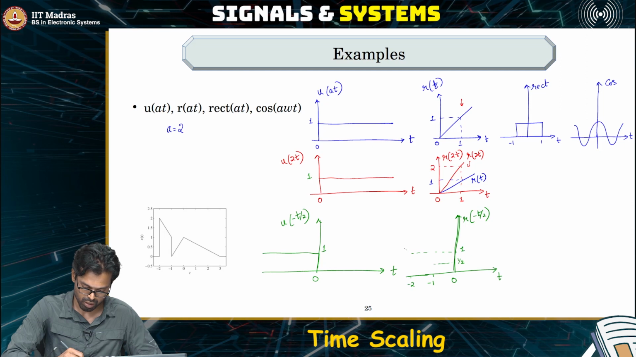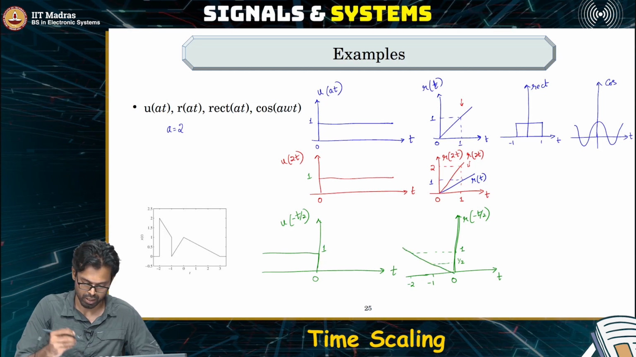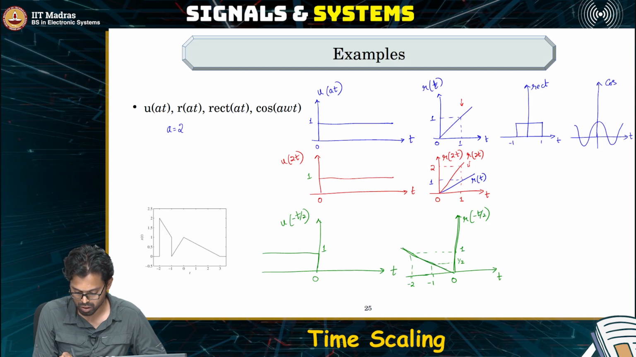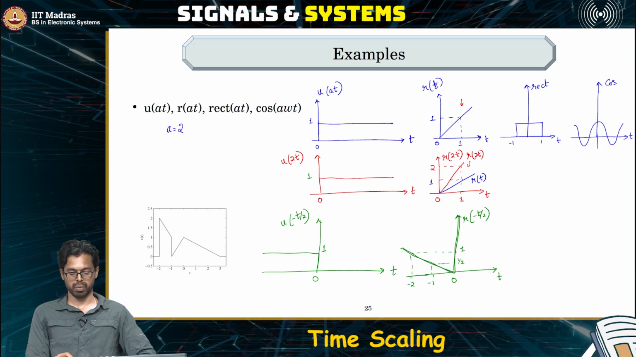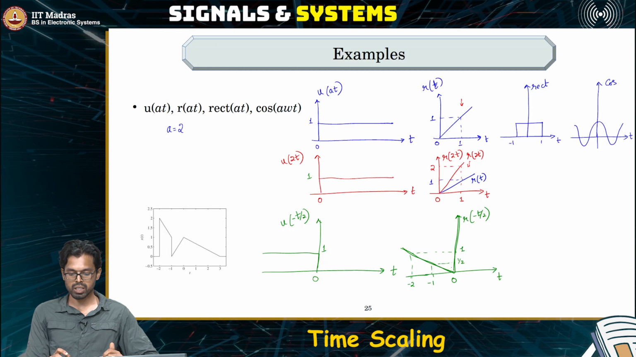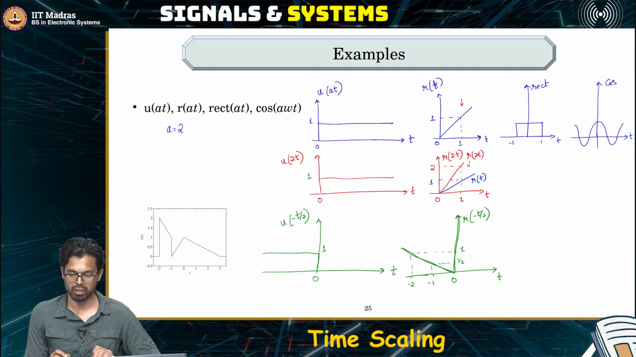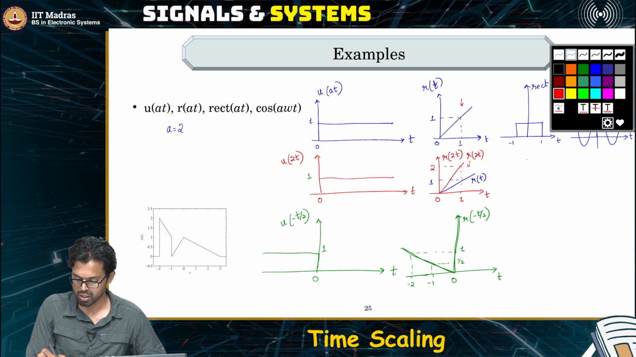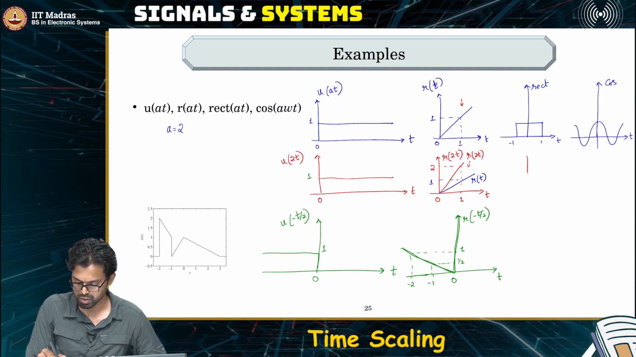So now this signal will appear like this. Okay, this is your time scaled ramp. Okay, it got time reversed and it got expanded. Now let's see what happens to the rectangular function.